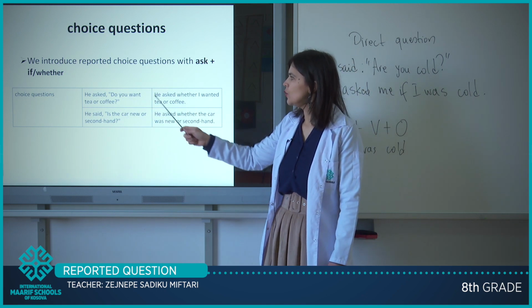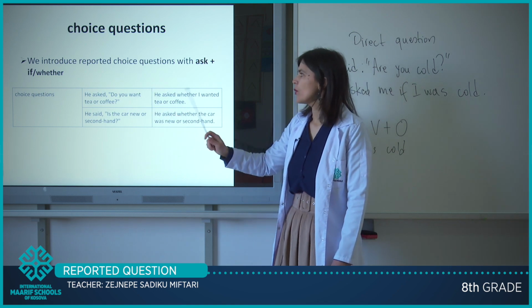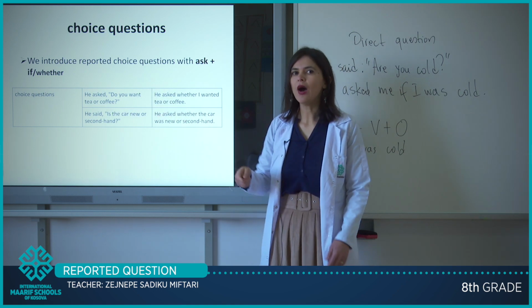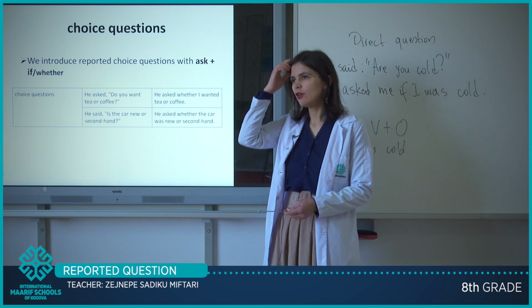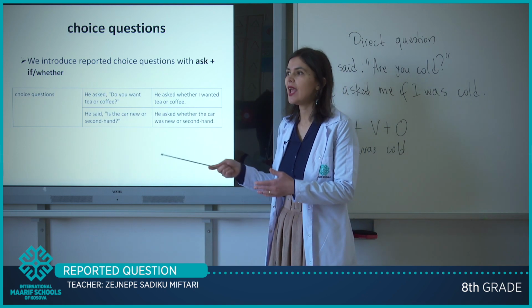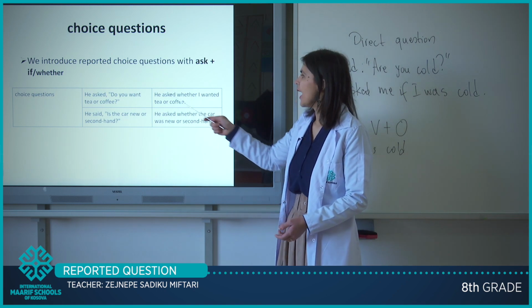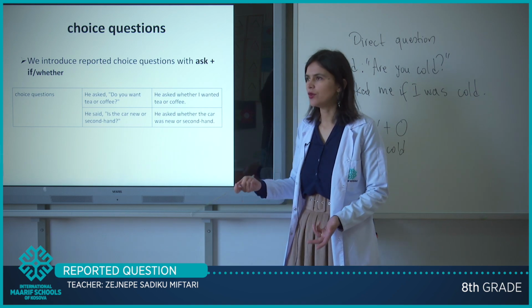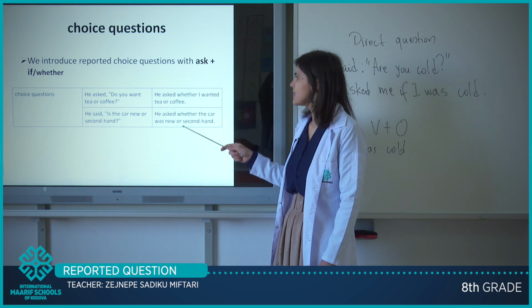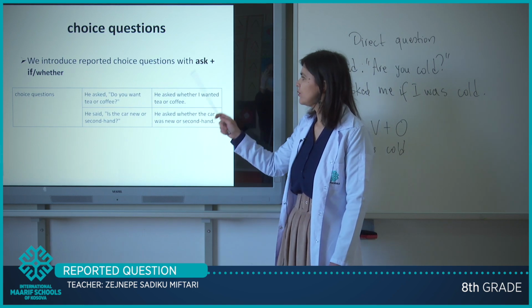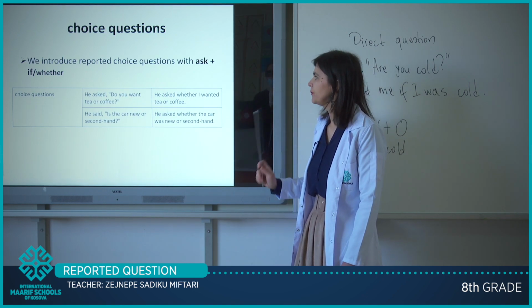So we have one example. He asked, do you want tea or coffee? So we have the direct question here. And how can we report this question? If we want to tell someone, he asked me, we can use me or we cannot use it. It's optional. He asked whether I wanted tea or coffee.